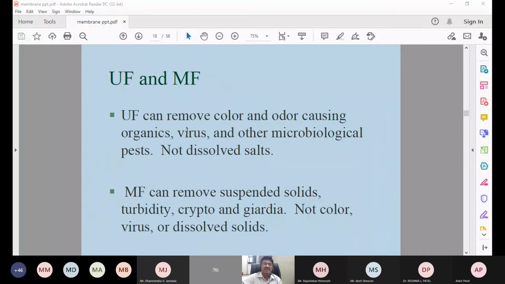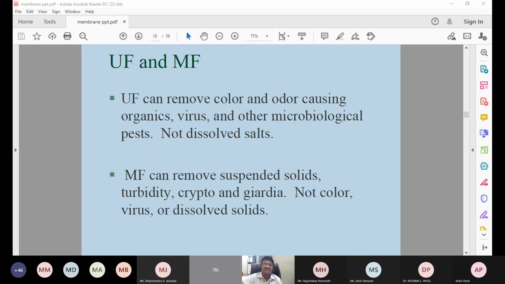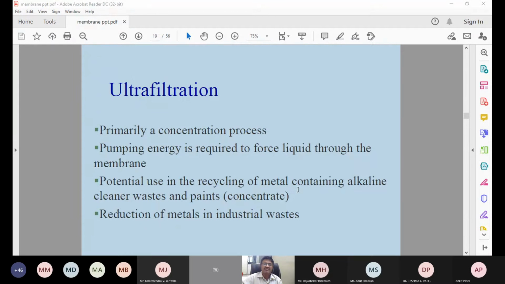So ultrafiltration and microfiltration can remove color and odor causing organics, viruses and others, but not the dissolved salts. Microfiltration can remove the suspended solids, turbidity, some protozoa like Giardia, but not color, virus or dissolved solids. Ultrafiltration is also the same. It is a concentration process.